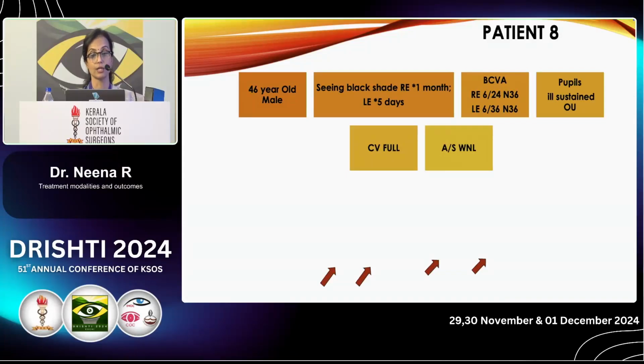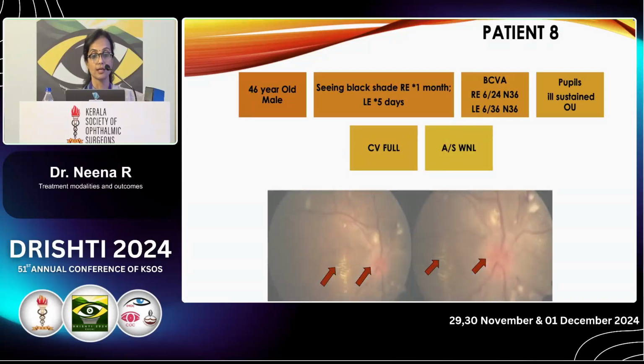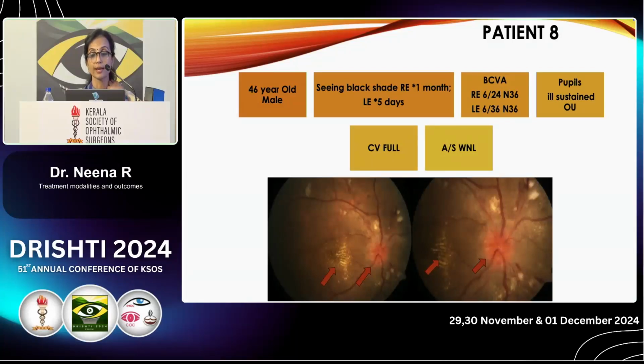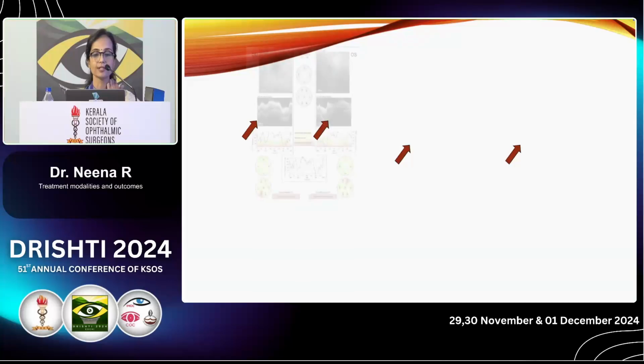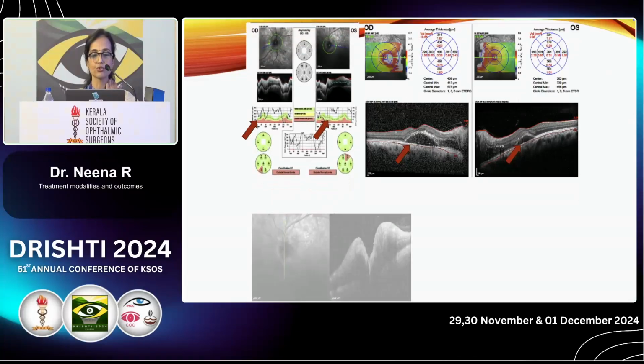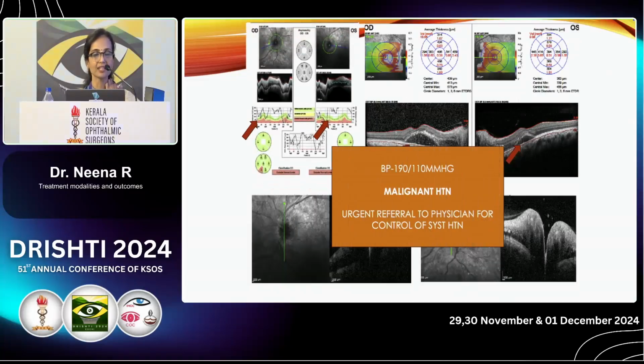Color vision was full. Anterior segment was normal. This is his fundus. So again, is it neuroretinitis or is it papilledema, advanced papilledema? A lot of exudation, right? So the first thing we did in this patient was to check his BP. And his BP was 190 by 110, because something told me that this is malignant hypertension. And we referred the patient to the physician.